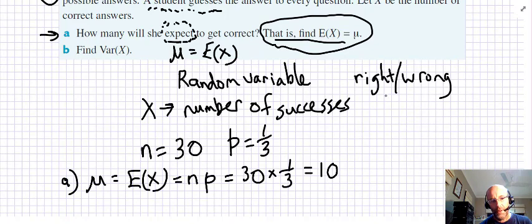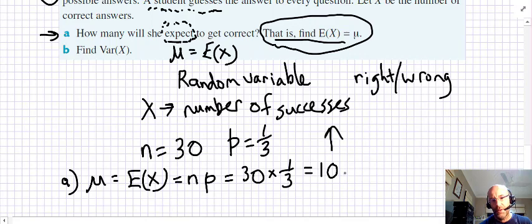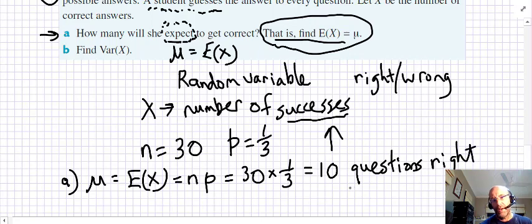So quickly, the calculation is shown there below. That's 30 times a third, because it's n times p, and we would expect to get 10 questions right. So 10, that's the number of successes in this scenario. I think you knew that anyway based on a bit of common sense, but the questions do get harder than this. This just shows that it works if we model it with a binomial situation.